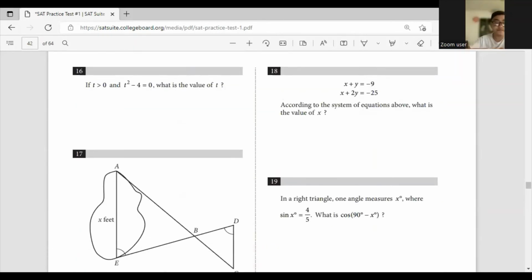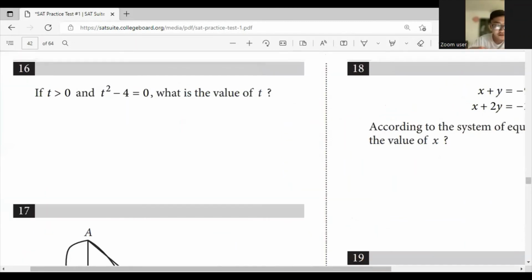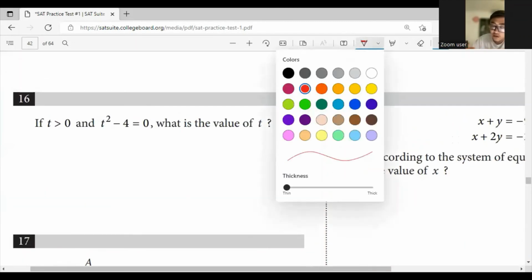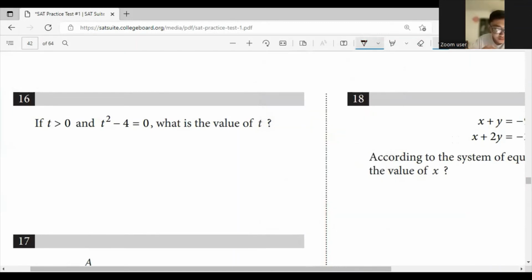All right. If t is greater than 0 and t squared minus 4 equals 0, what is the value of t? Right? So I'm going to factor this out. There's a couple ways you can factor this out. So I know this is called a difference in squares. And how do I know that?